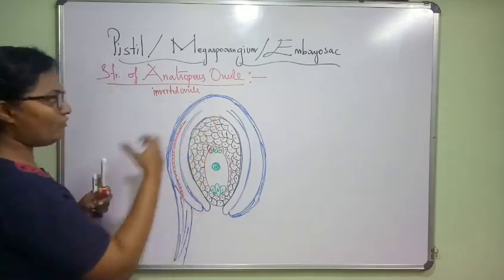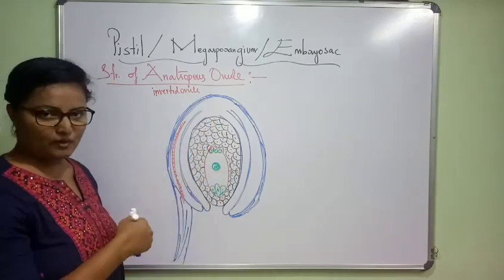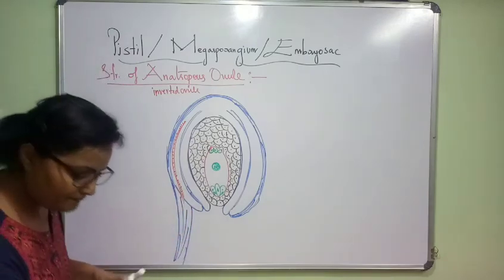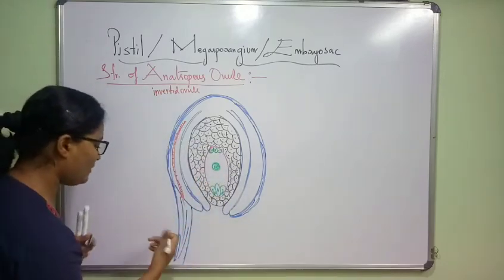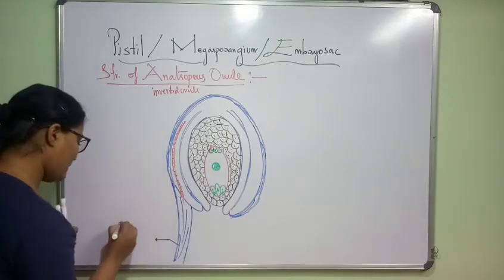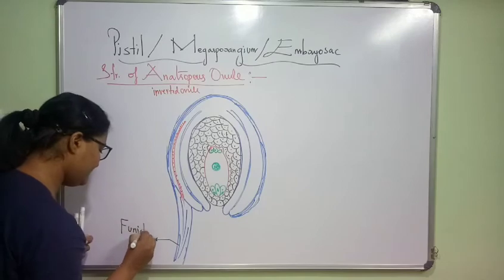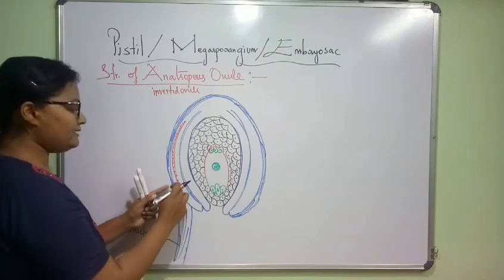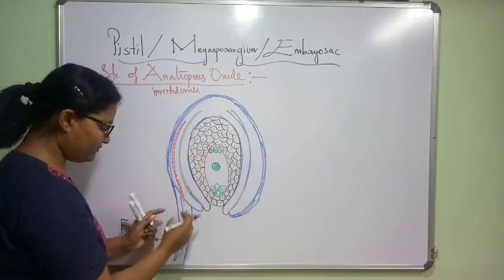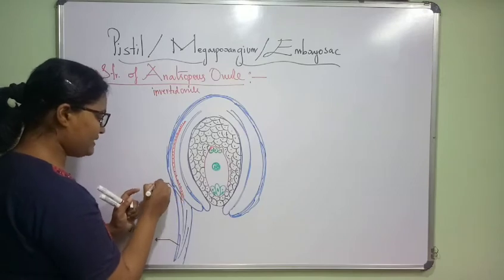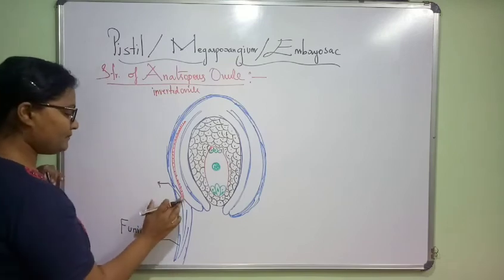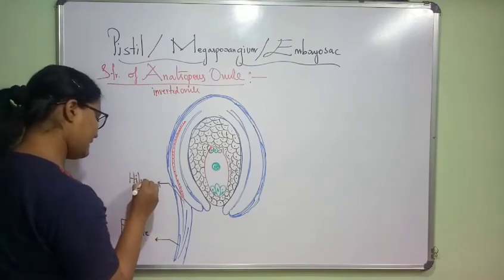As I said, ovules are attached to the placenta by a stalk. This stalk is where they go and attach to the placenta. We call it the funicle, and this funicle is attached to the ovule. The portion where the complete ovule gets connected with the funicle, or stalk, we call the hilum.